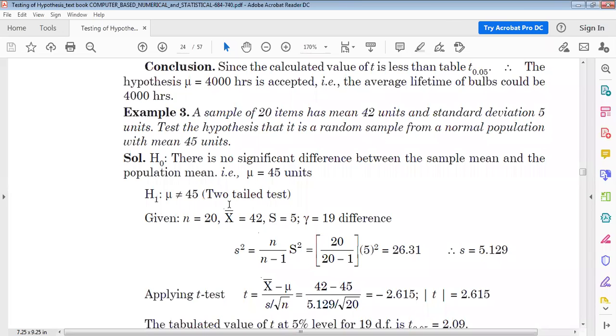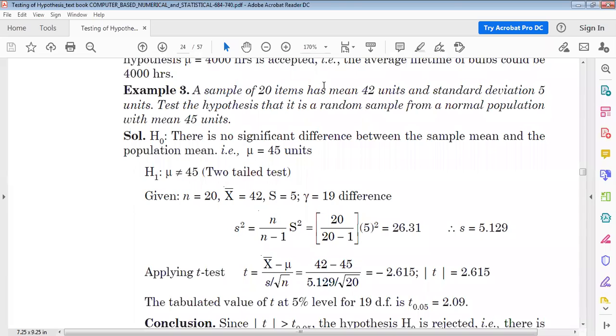Similarly, example 3, we can solve: a sample of 20 items, number of samples 20, having mean 42. Sample mean 42 units and standard deviation 5 units. Test the hypothesis that it is a random sample from a normal population with mean 45 units. We have to test. Suppose H0 is the null hypothesis: there is no significant difference between the sample mean and the population mean. Same words we are writing. So mu equals the population mean, 45. The alternative hypothesis will be not equal, because it is a two-tail test.